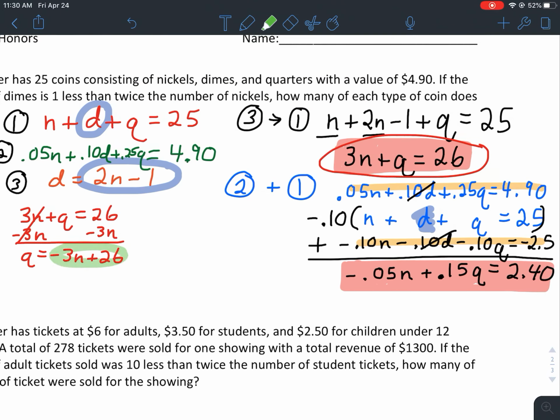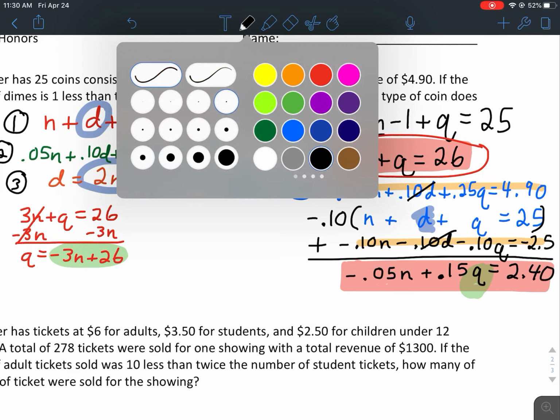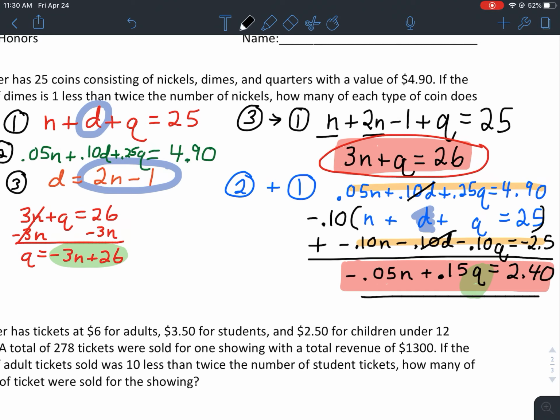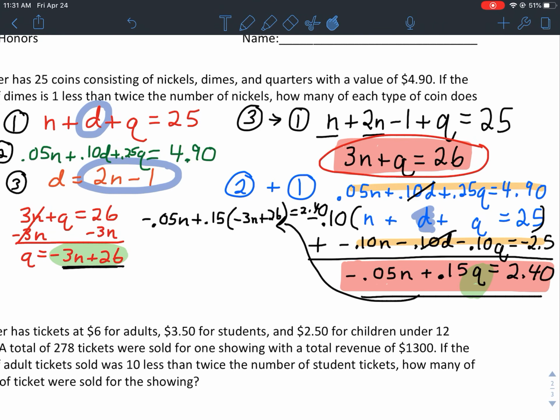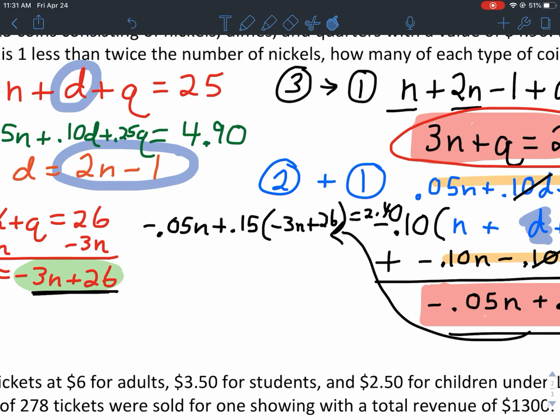Now I'm substituting this in for q here. Okay, so if I do that, I'll bring that over here. I have negative 0.05n plus 0.15 times q, which we just found is this, and that equals 240. Sorry, it's a little sloppy. It's hard to write on the iPad sometimes.